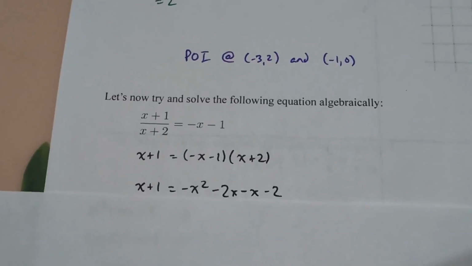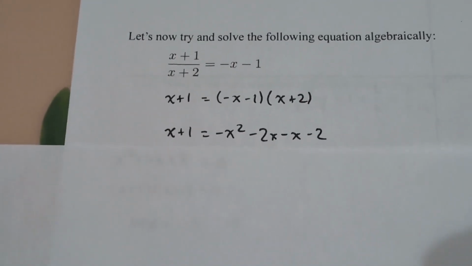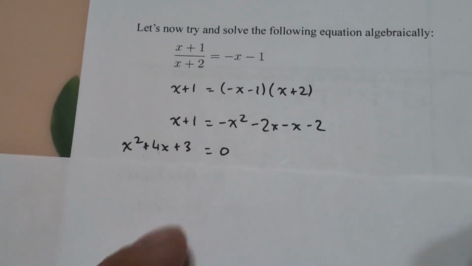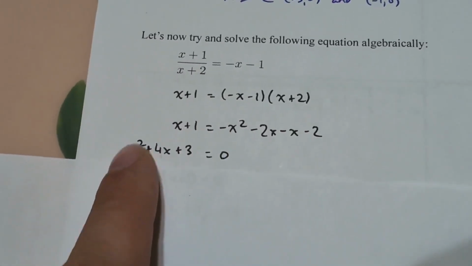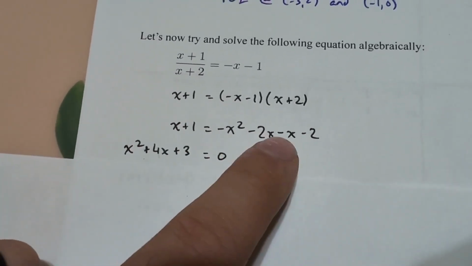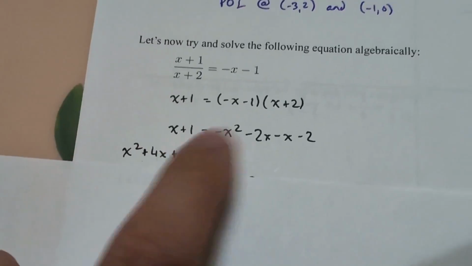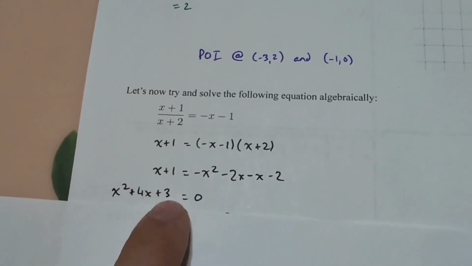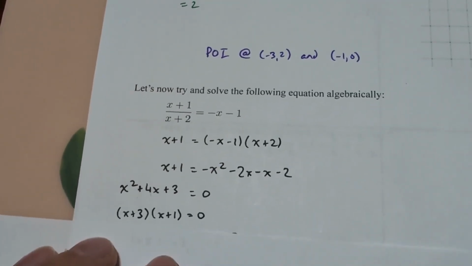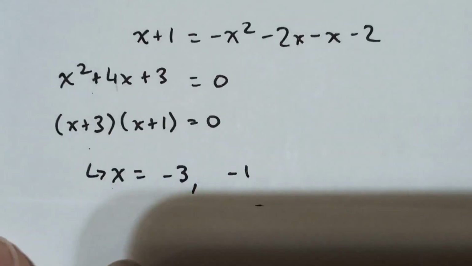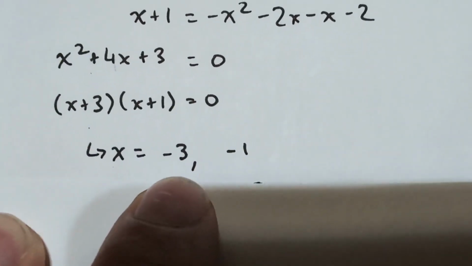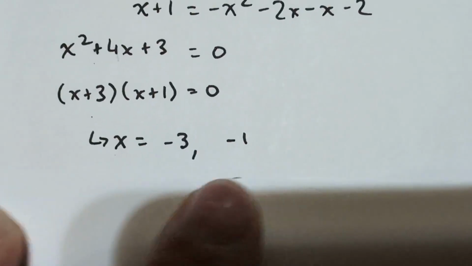From here, we can move everything over to the left. So I get a positive x squared, x plus 2x plus 1x, I get 4x. 1 plus 2, I get 3, which I can factor. And then finally, I can solve: x equals -3 or x equals -1.